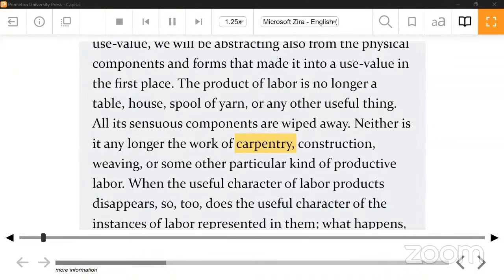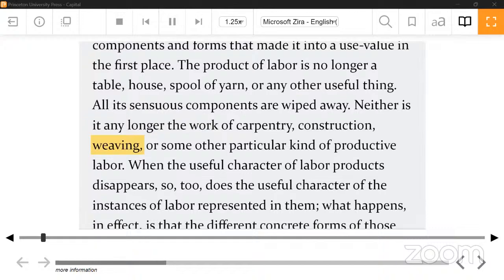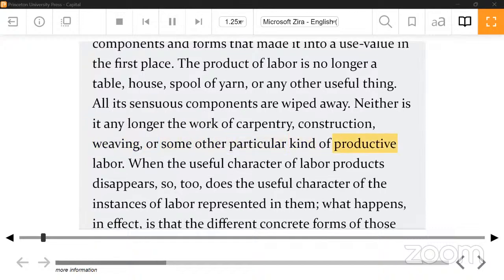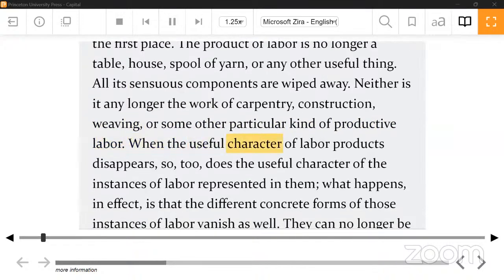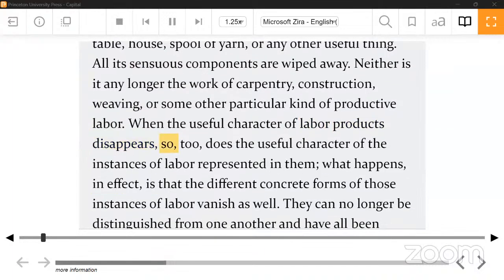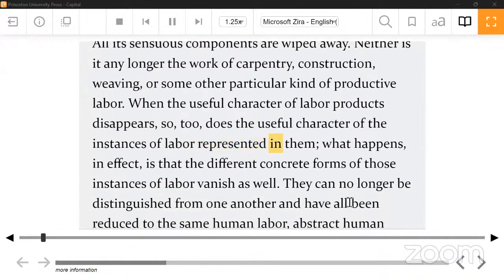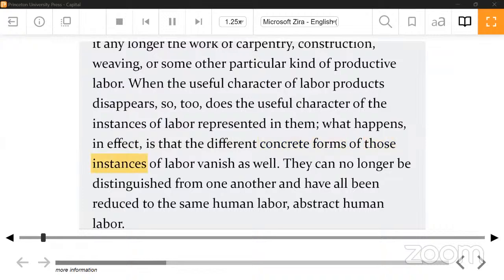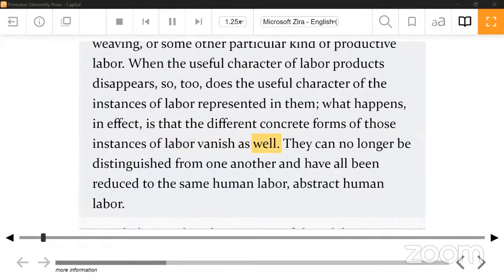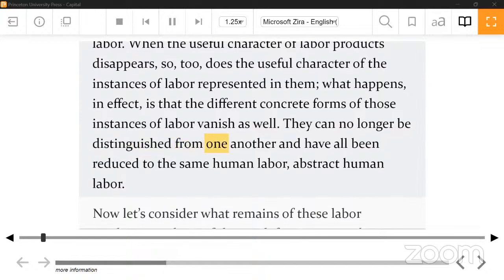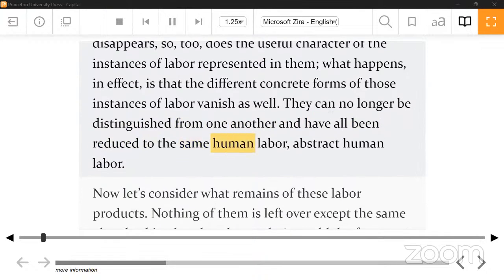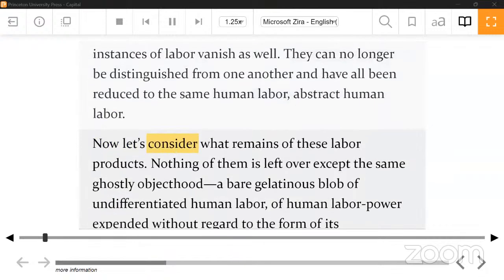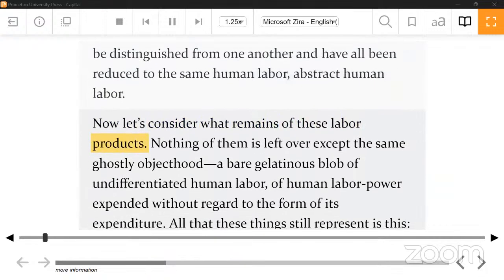Neither is it any longer the work of carpentry, construction, weaving, or some other particular kind of productive labor. When the useful character of labor products disappears, so, too, does the useful character of the instances of labor represented in them. What happens, in effect, is that the different concrete forms of those instances of labor vanish as well. They can no longer be distinguished from one another and have all been reduced to the same human labor, abstract human labor. Now let's consider what remains of these labor products.